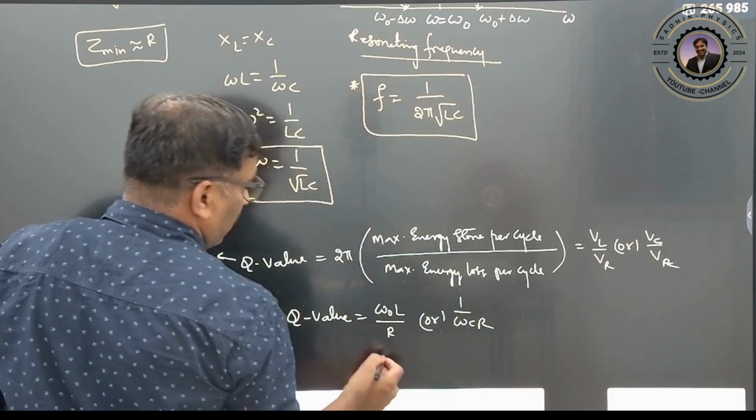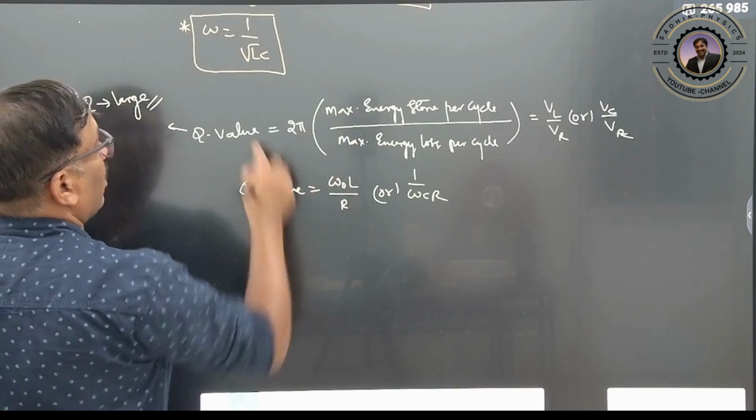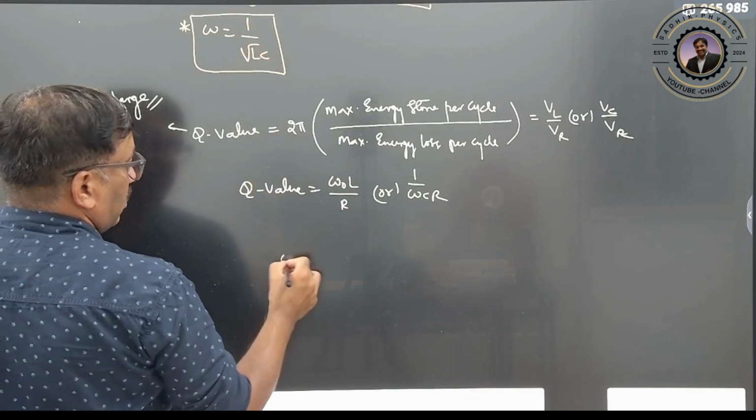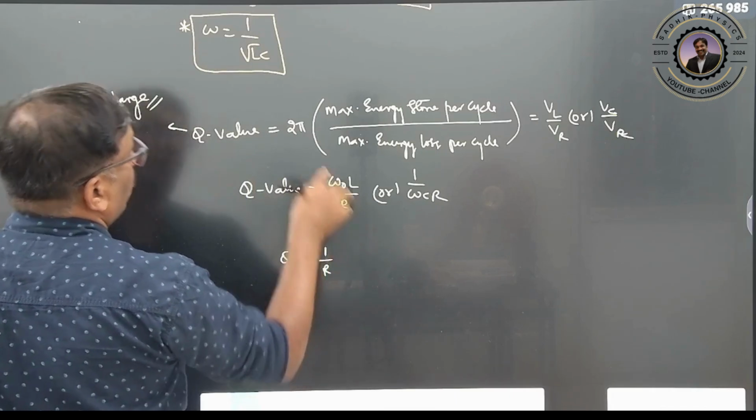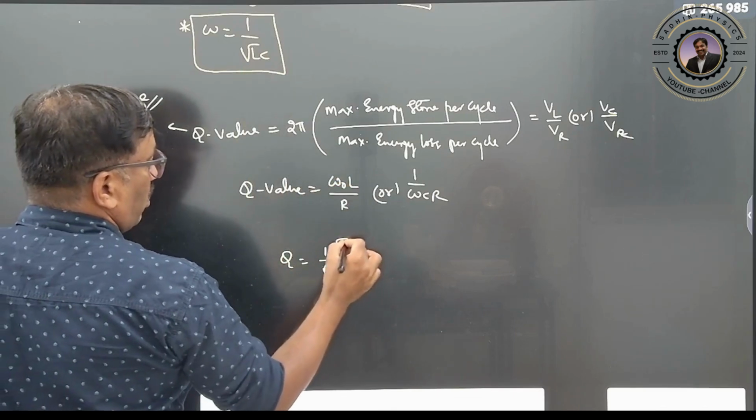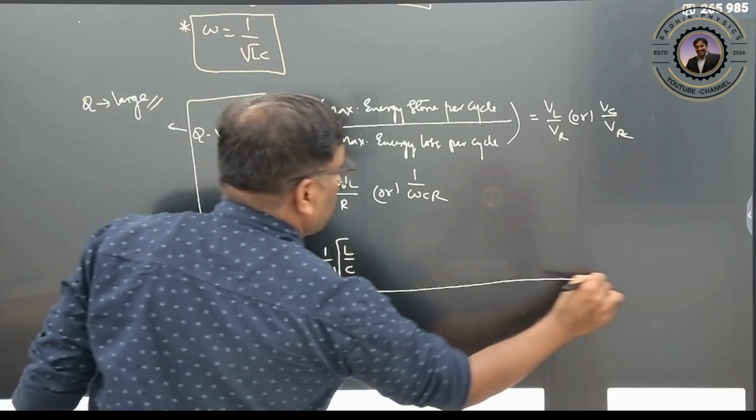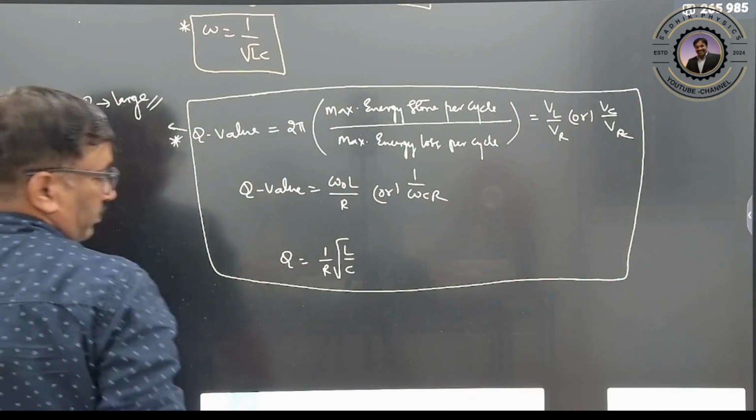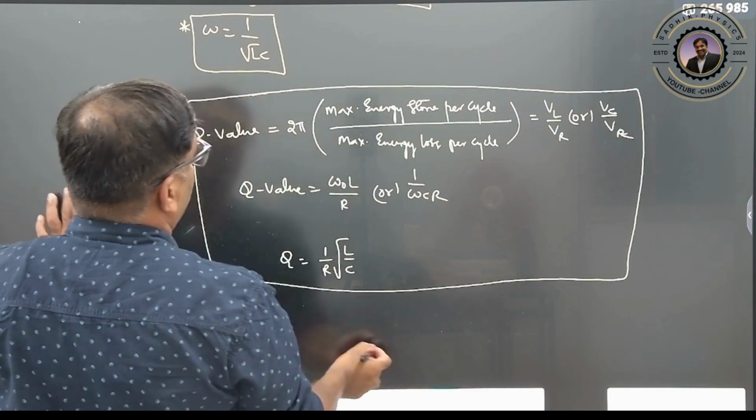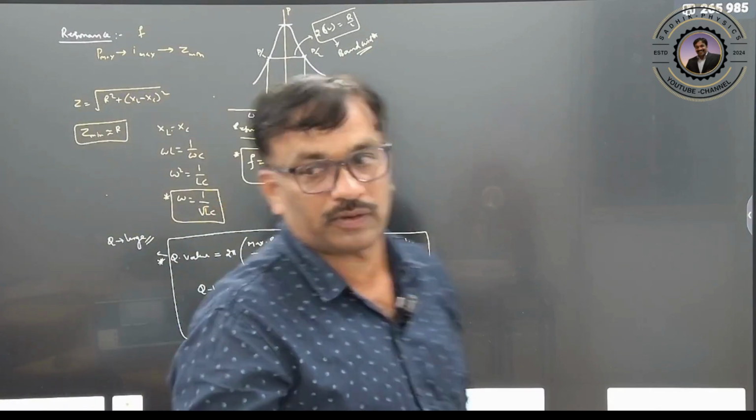So you can rewrite omega naught as 1 by square root of L C. Therefore Q is 1 by R into 1 by square root of L C, which means 1 by R times root of L by C. These are the formulas for the Q value. Clear? Very important. These are the concepts where maximum power is going to take place.